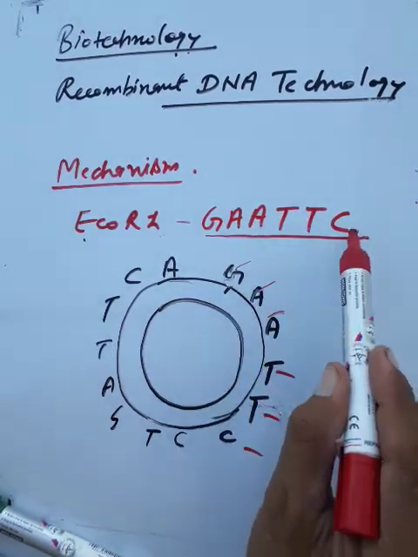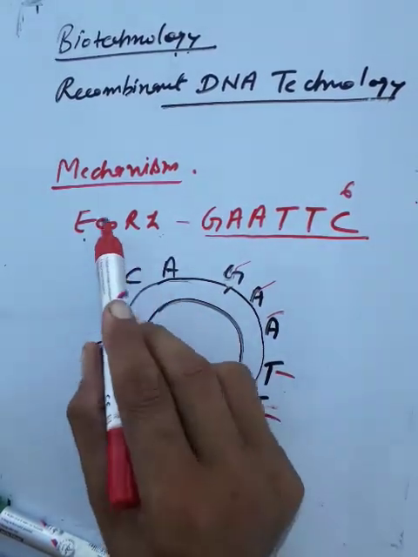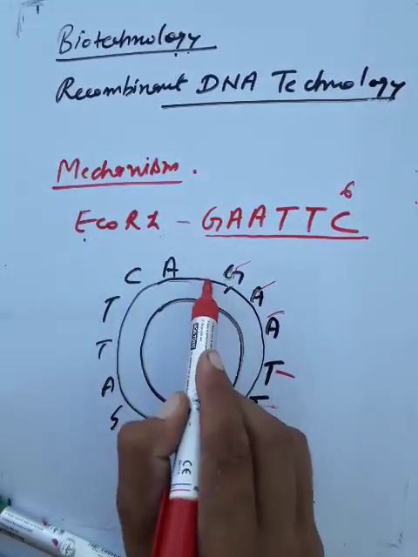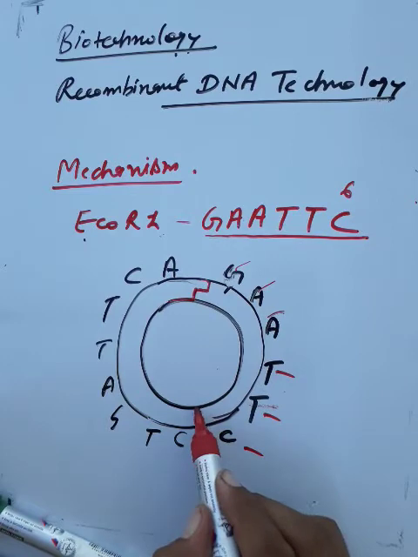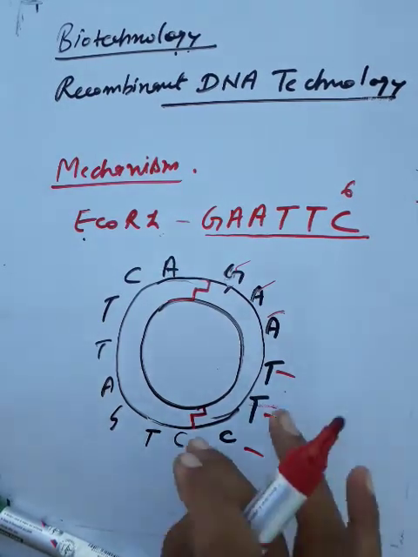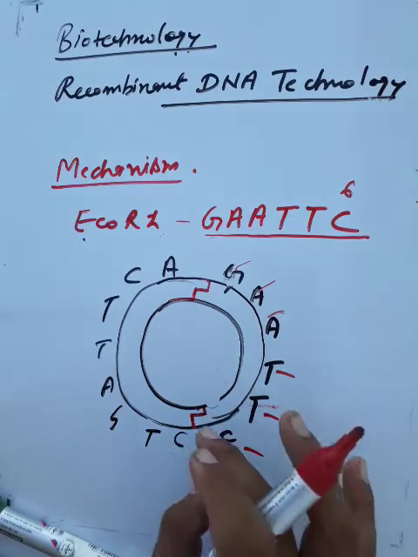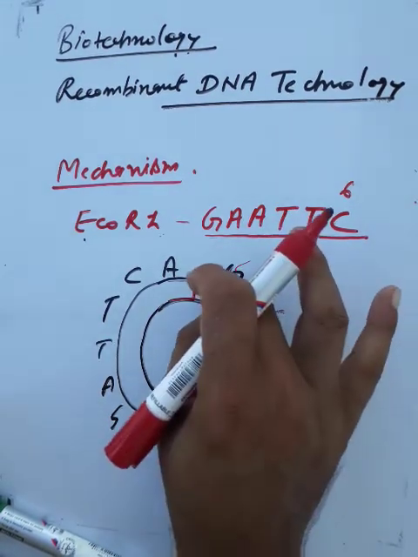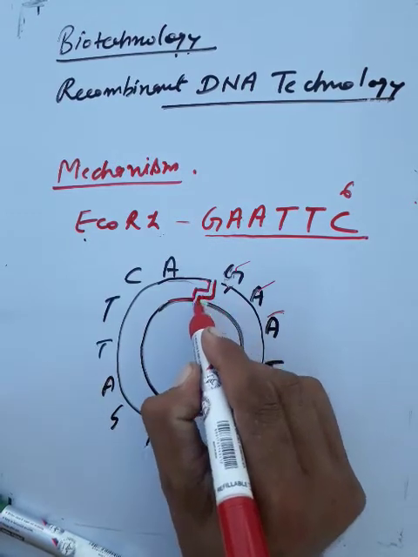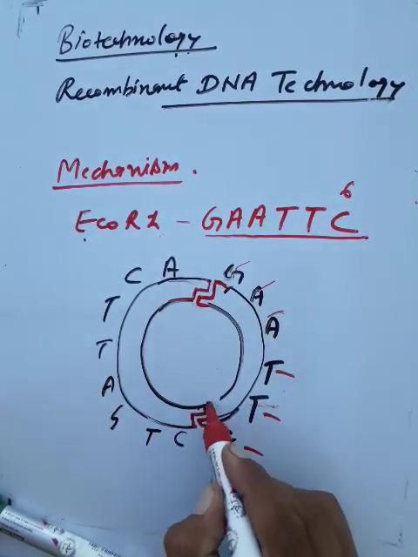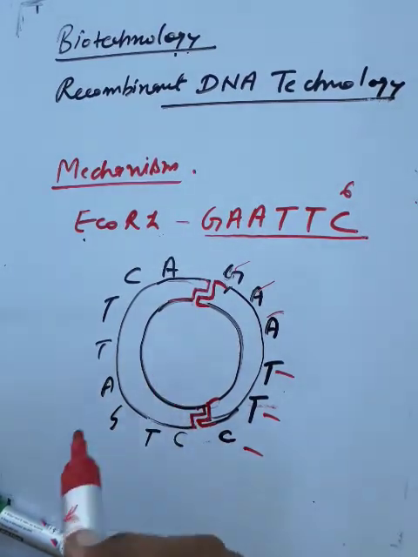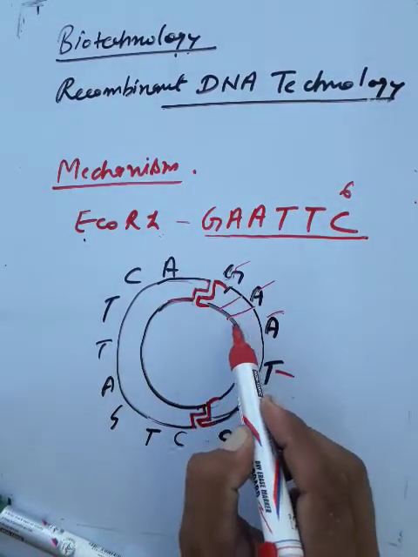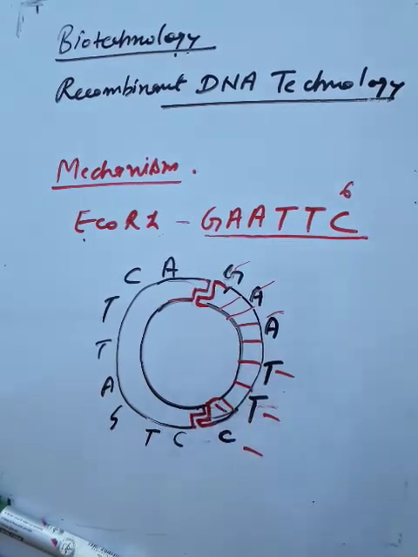1, 2, 3, 4, 5, and 6. A 6 base pair sequence. This endonuclease identifies the specific base pairs from here up to the C part, and makes a cut here, and here, in this way. The desired DNA that we want to insert is first isolated with the help of restriction endonuclease.